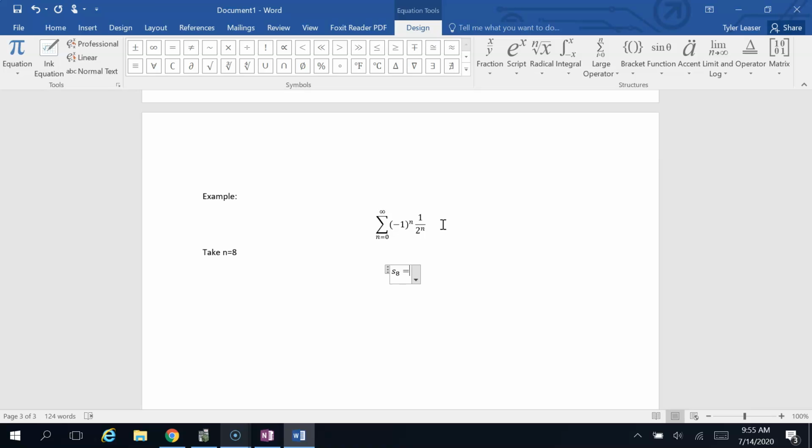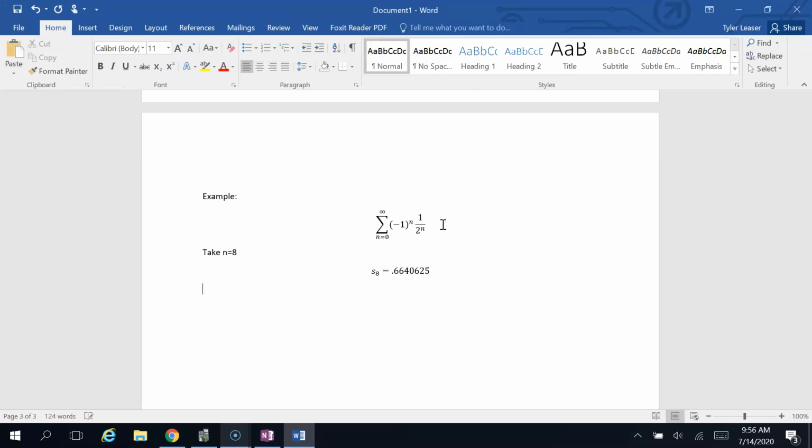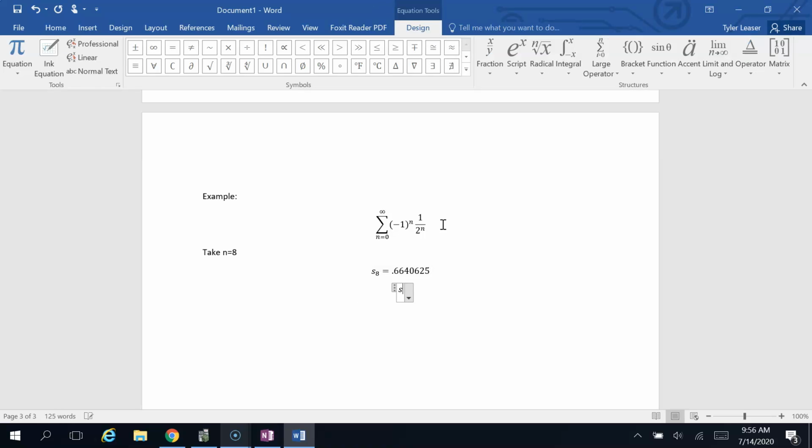I'm not going to write it all out because I've already done this in my notes here. So if you add all this stuff up in the calculator, you get 0.6640625. The next thing that we're going to do is let's just go ahead and find what the partial sum would be if I did add in that 9th term. If I added in the 9th term, it would be 0.66796875.